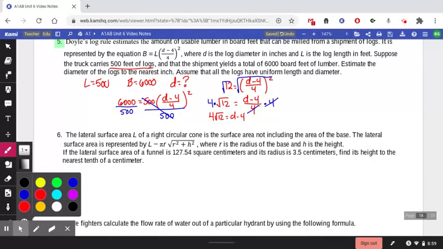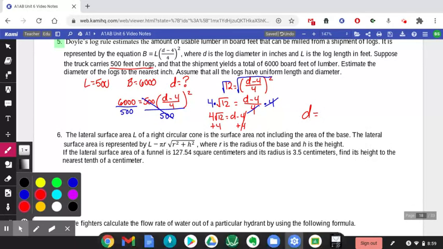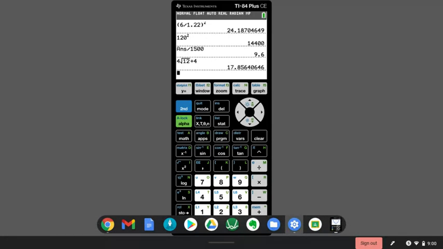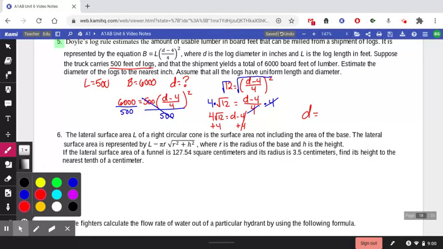We can find the value of d by adding 4 to both sides, right? Because that will isolate the d. The d is now alone. And in our calculators, we can do 4 radical 12 plus 4. So 4 radical 12, and then we're adding 4 outside of the radical. Be careful. And we get 17.856, right? And it says estimate the diameter to the nearest inch. So 17.85. This is going to be 18 inches is the average diameter of the log in that shipment.